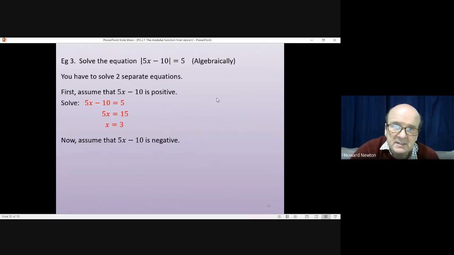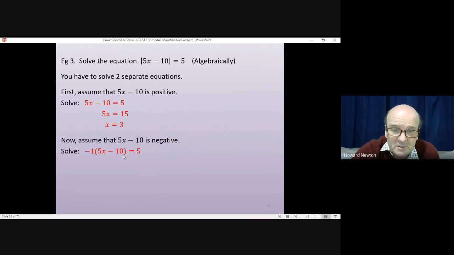After you've done that, you then have to assume, well, maybe 5x minus 10 is negative. If 5x minus 10 is negative, and this is the confusing bit, if you understand this, you'll have no problems at all. If 5x minus 10 is negative, we have to multiply it by minus 1, because that's what the modulus signs would do. Effectively, a modulus multiplies a negative number by minus 1. If you had minus 4 in there, the modulus would be plus 4. You times it by minus 1. That's what you do with a function.